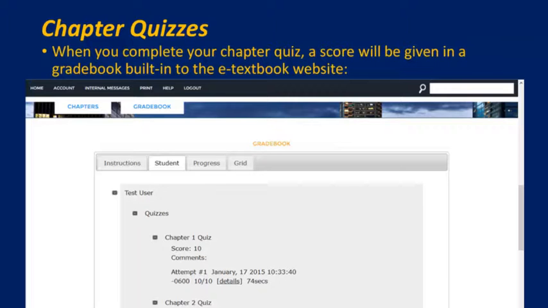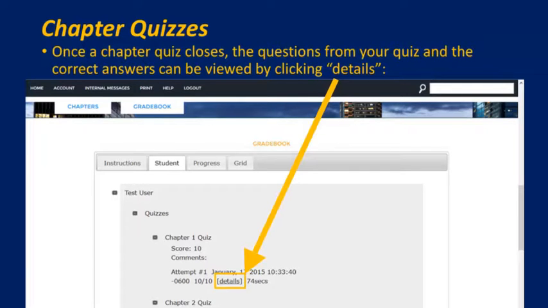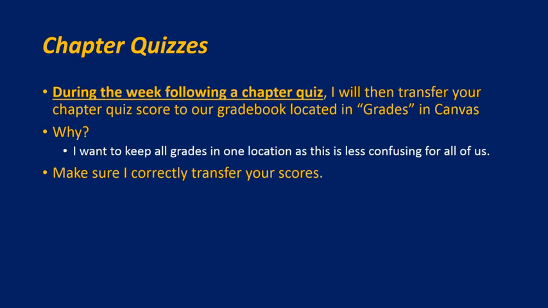Chapter 1 quiz. After everyone completes a chapter quiz, which would usually be the morning after a chapter quiz closes, then you can go down and click on Details, and what will be available will be the answers, your responses, and the questions from the chapter quiz. Keep in mind, you do not see that. That's not available to you until after everybody completes the chapter quiz.